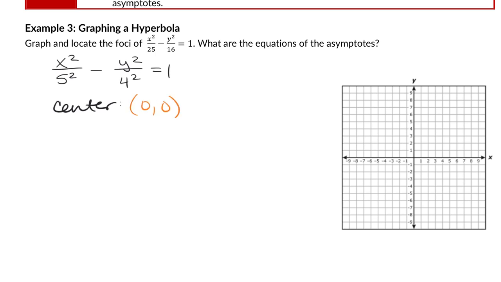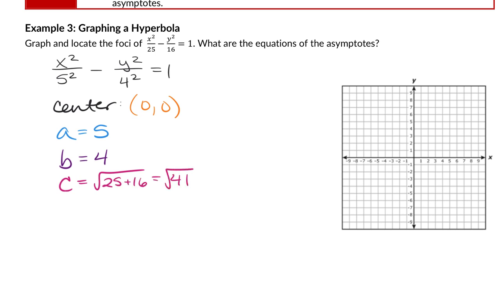The A value is what? 5. Remember, A is always first in this one. In the ellipse, that could change, but in a hyperbola, it's always first, which means B is what? 4. So let's just go ahead and find C. We're in that mode. C is found by doing A squared plus B squared. 25 plus 16 is 41, which you cannot take the square root of. So that is C, square root of 41.